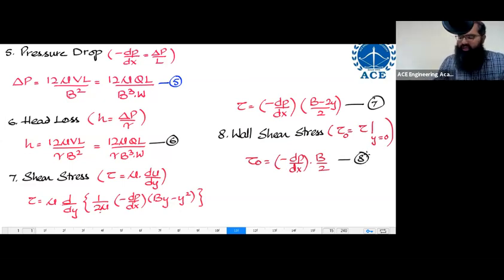Quickly take down these equations. Just take down these equations. Don't write all the stories, just take down the equations.